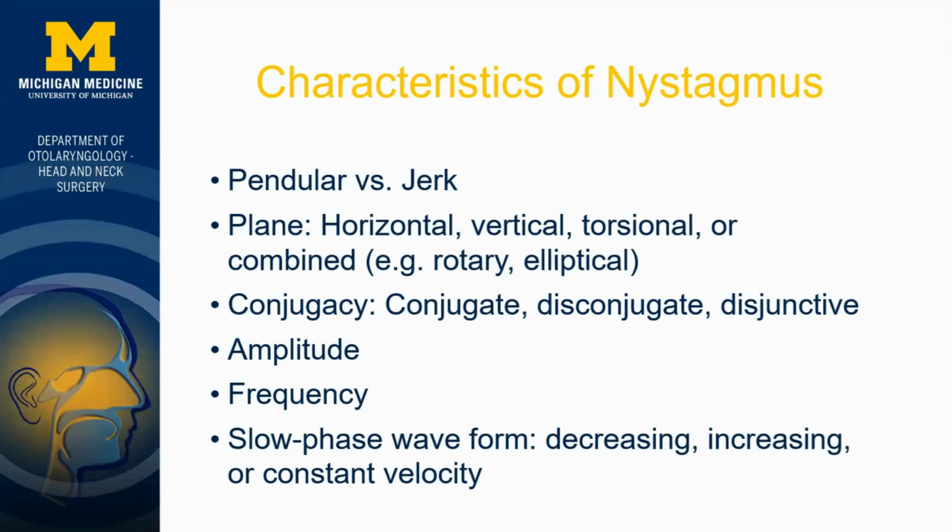Are the eye movements conjugate? Are they disconjugate? Is the disjunctive, is one eye kind of drifting off? You can talk about the amplitude. So how large is the beat? You can talk about the frequency. How often is it happening?